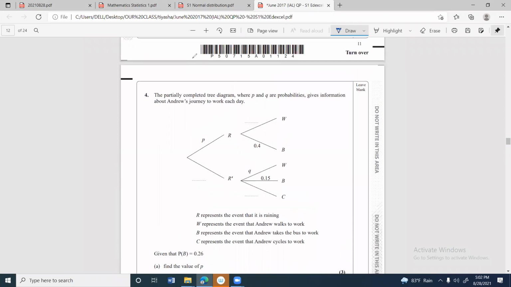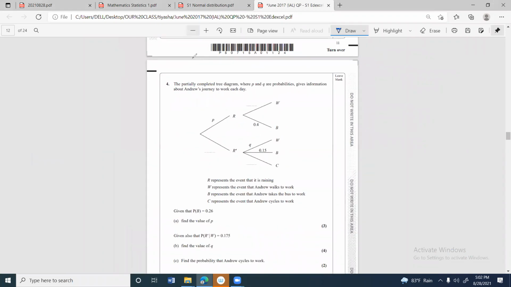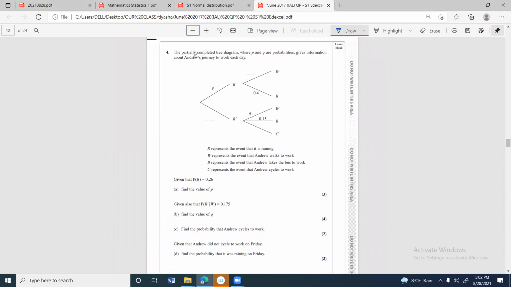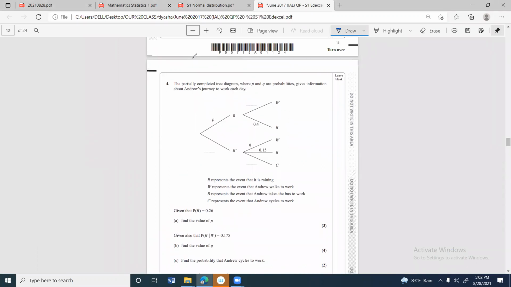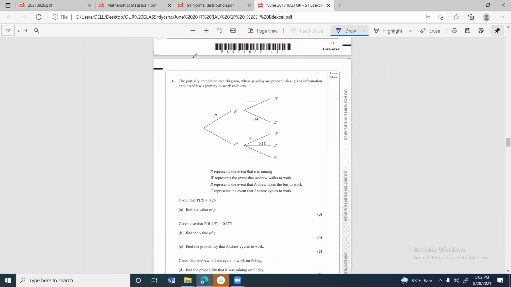Right. When you come to this question, just make it a little bit smaller. Okay, start here. The partially completed tree diagram where P and Q are probabilities gives information about Andrew's journey to work each day. So what facts can we fill in today? If this is P, you can simply write this value as 1 minus P. If this is 0.4, this should be 0.6.